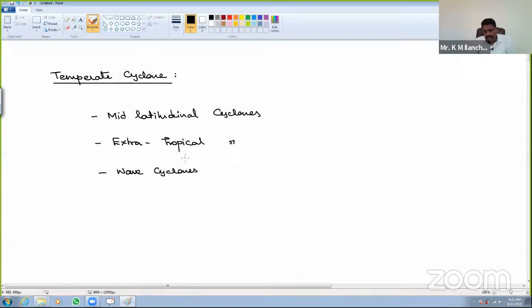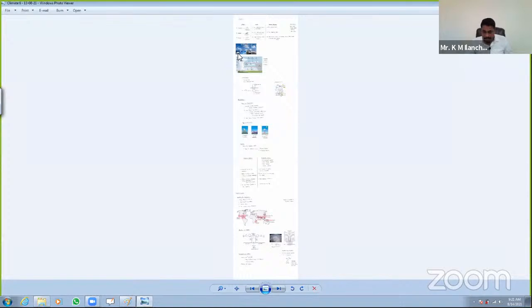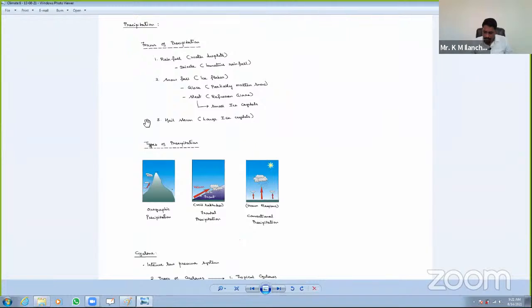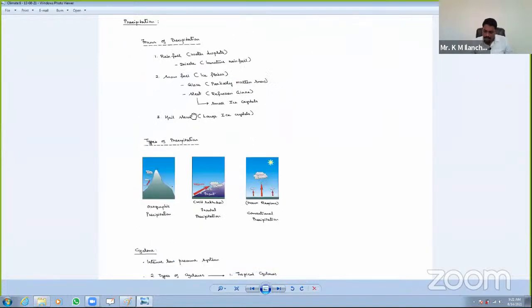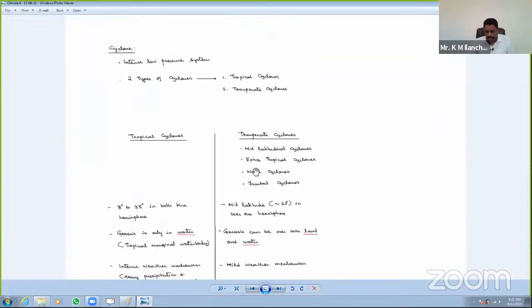It goes by different names: temperate, mid-latitude, extratropical. I think we have also used more names in the last class. Sometimes you also call them frontal cyclones.